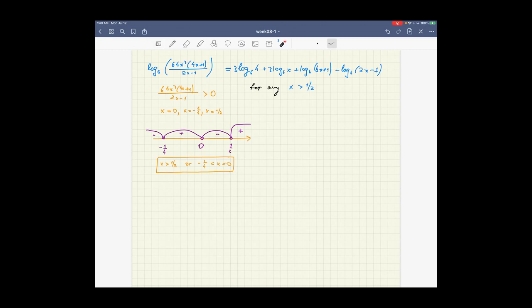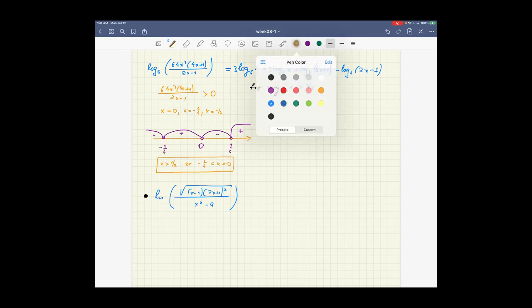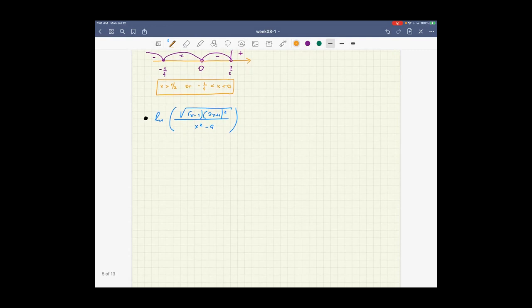All right, and another example of this sort, where we need to expand a ln of root x minus 1 to x plus 1 squared over x squared minus 9. Again, before you start algebra, you need to understand when this expression makes sense. This expression makes sense if and only if the argument of the natural log is strictly positive.